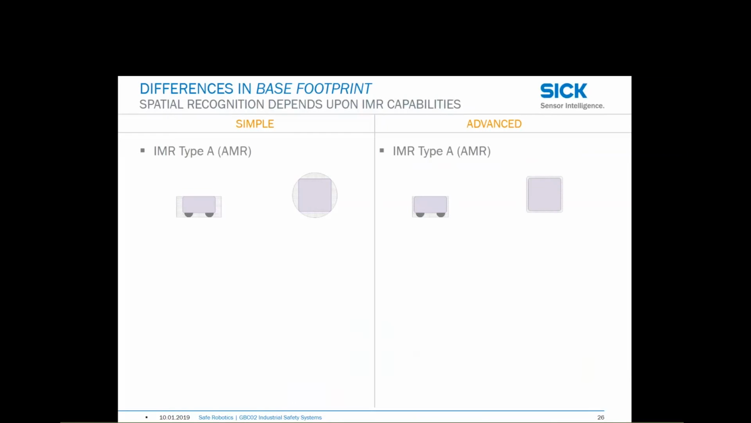It is just operating in free space, has safe algorithms to do that, but it's going to need a little bit more footprint. However, a type A IMR, which is more advanced, is going to have advanced navigation. It's going to have more information about its space that it's operating in. This could be a map. This could be predetermined or memorized locations of objects, or combinations of those.